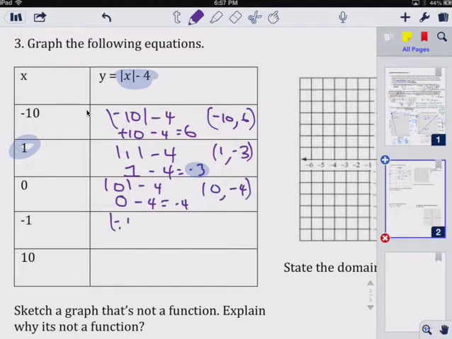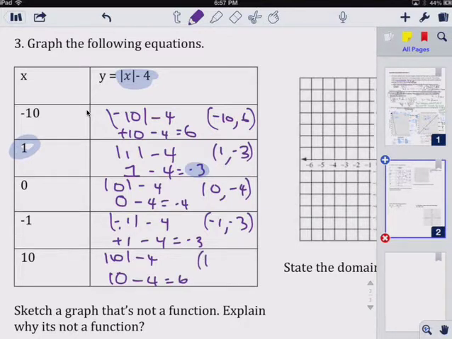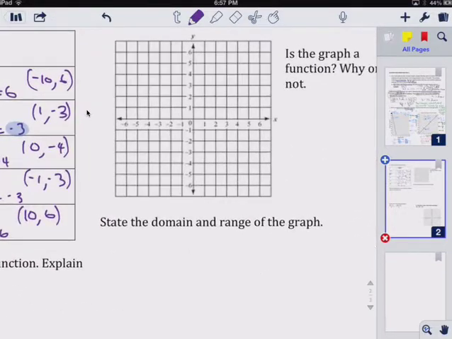Absolute value of -1 minus 4. Absolute value of -1 is +1, minus 4 is -3. So -1, -3. Now the absolute value of 10 minus 4. Absolute value of 10 is still +10, minus 4, which is 6. So 10 and 6. Okay, here we go.